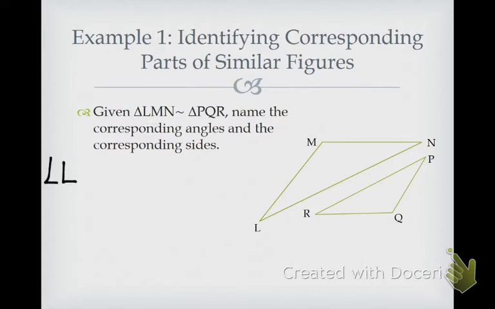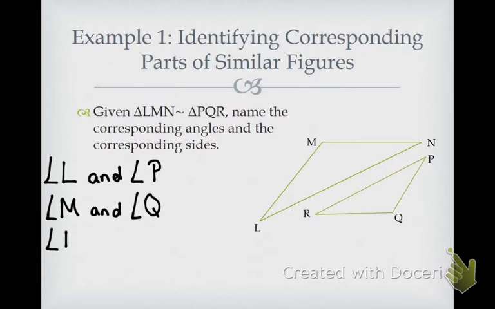That angle L and angle P, because they're both the first letter in the sequence, are corresponding. And what would be corresponding to angle M? Yeah, the second letter in the second sequence, angle Q. What would be corresponding to angle N? Angle R. And those are my three pairs of corresponding angles. Now, I could write them in reverse, but it's still the same pair, so I don't have to do that. Now let's talk corresponding sides.